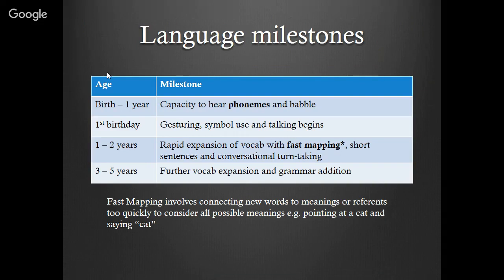Okay, language, not super important. Maybe just know about fast mapping, which is from 1 to 2 years, and it's where kids basically develop vocab really, really quickly. So it's developed at a speed where you can't possibly have thought about every single thing it could mean. So the example is a cat. I don't know if Glenn gave you that example, it's the one he used for us.